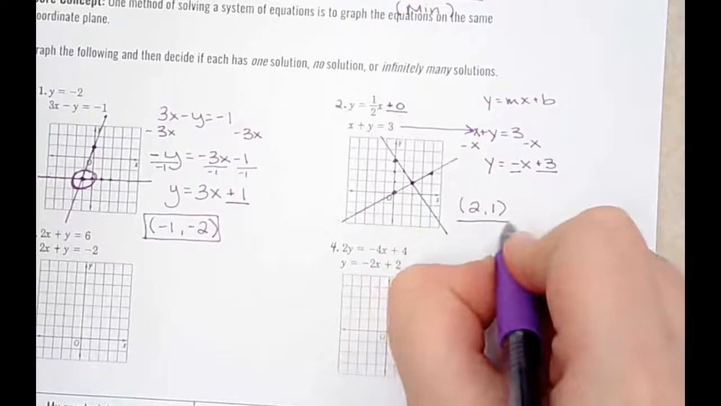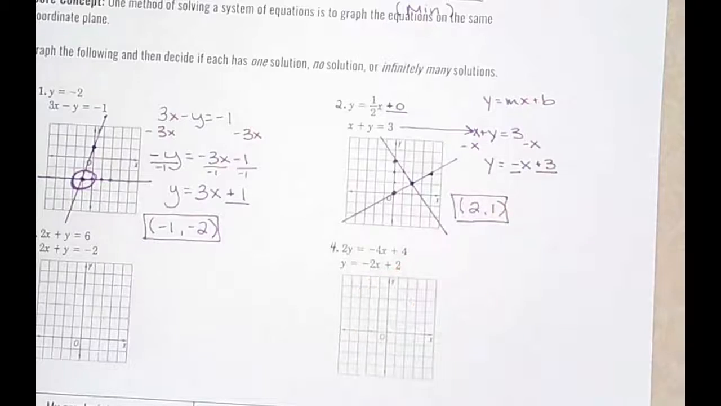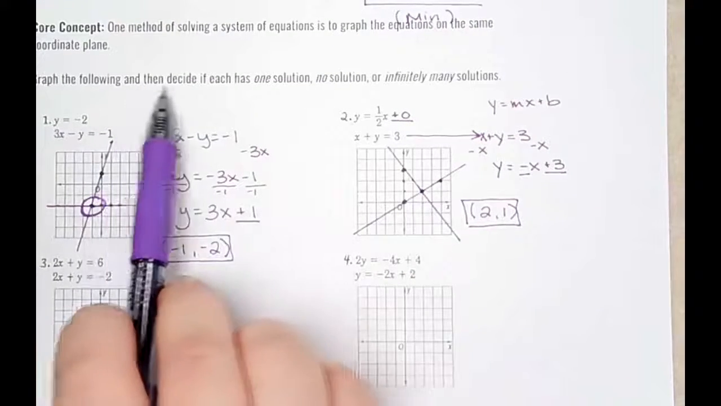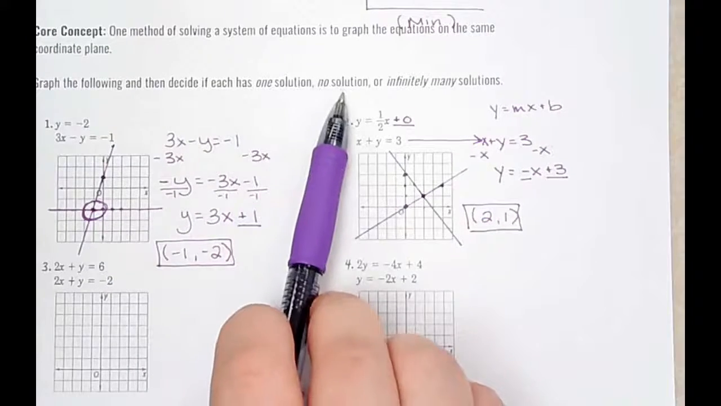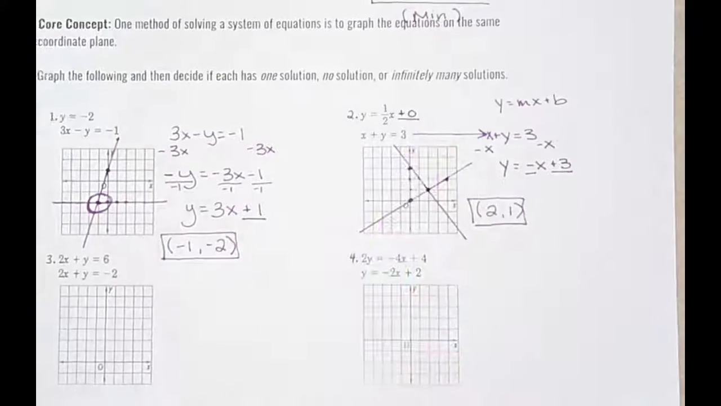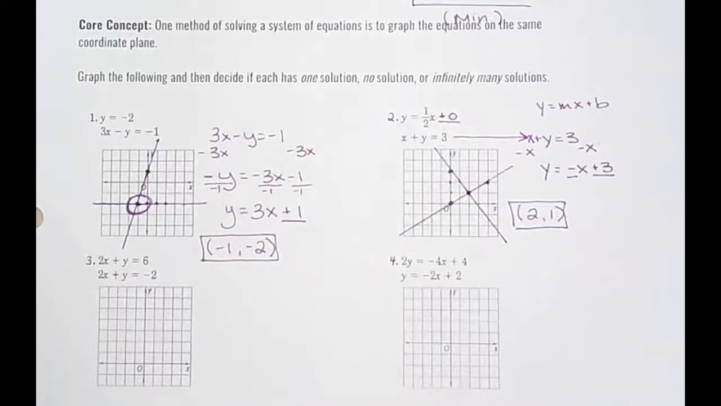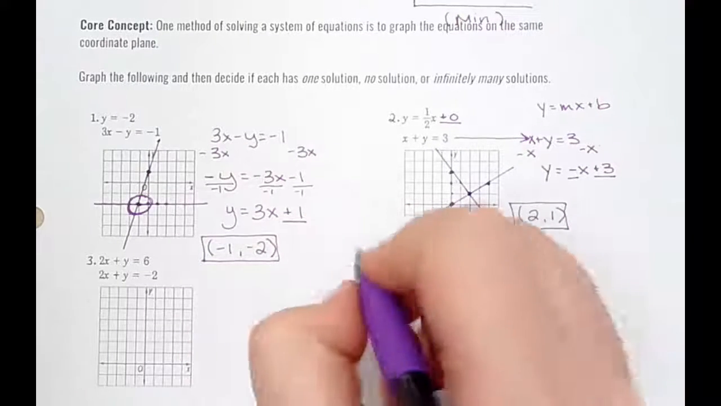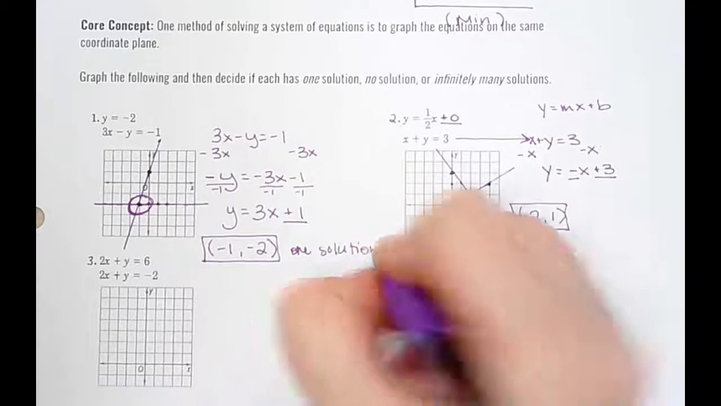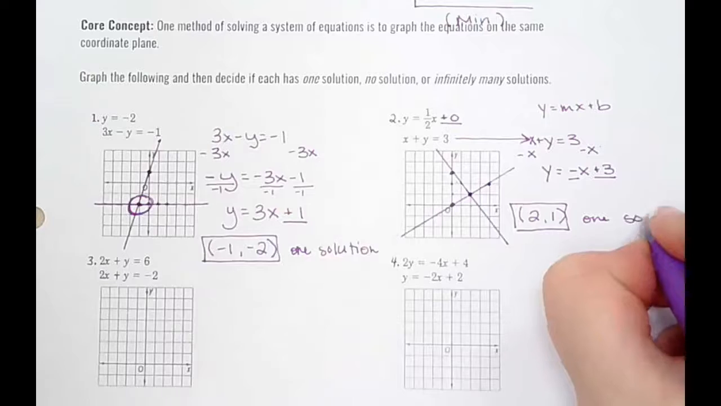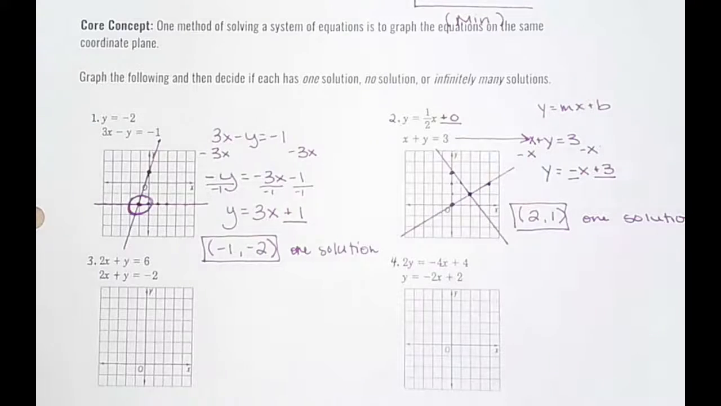Now, if we read our directions, it also says that as we're going along, we should decide if each one has one solution, no solution, or infinite solutions. Well, when we look at these first two, what do we get as our result? We get one specific point. So if we get one specific point, we get one specific solution. What does it look like, however, when we have no solutions, or infinitely many? Let's take a look at this next one.